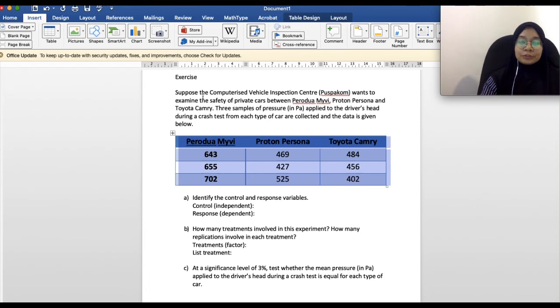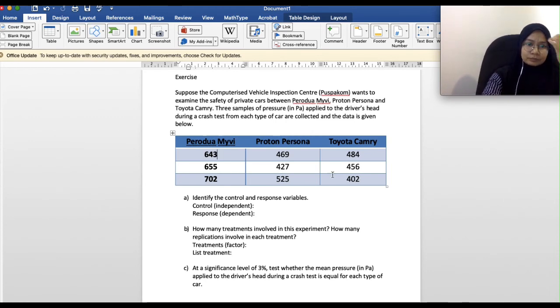So suppose the Computerized Vehicle Inspection Center, Puspakom, wants to examine the safety of private cars between Myvi, Persona and Toyota Camry. 3 samples of pressure applied to the driver's head during a crash test from each type of car are collected and the data is given in the table here. Okay, we have 3 cars, Myvi, Persona and Camry. So the data here is the pressure, right? So Myvi, Persona, Toyota Camry are the private cars, and the numbers here represent the pressure applied to the driver's head during the crash test.